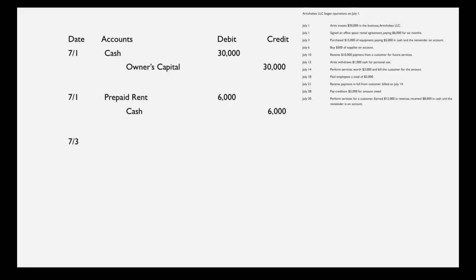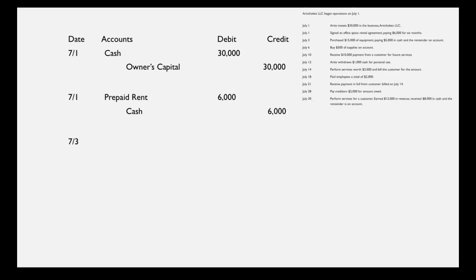Now on July 3rd, you purchased $15,000 of equipment, you paid $5,000 in cash, and the remainder is on account. So we're buying some equipment here, right? We could think of this equipment as, let's say we're buying a bunch of computers for our new office. And so all of the computers together cost a total of $15,000, but we only put a $5,000 down payment on this purchase. And then the remainder on account means that we're just going to pay the rest later. Right? So if we just think about the accounts that are being affected here, first, we are buying equipment, which means that our equipment account has to show that it's increasing because we now have more equipment in the company.